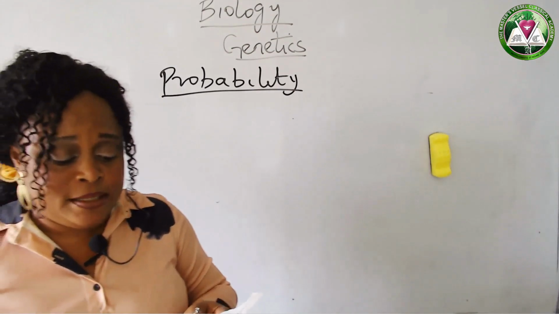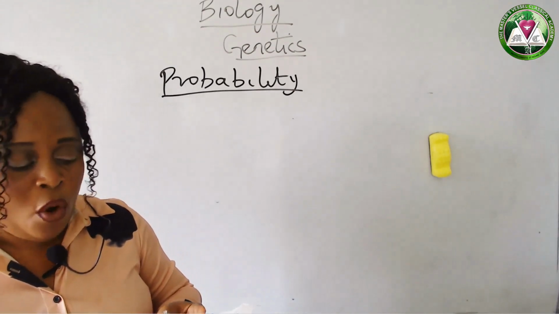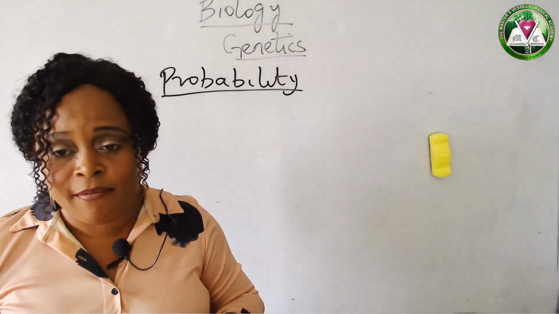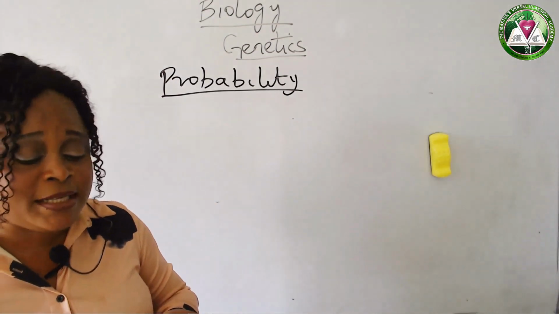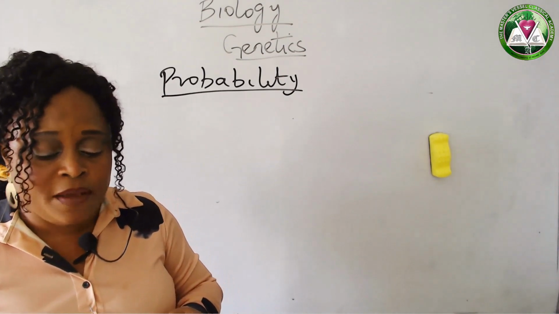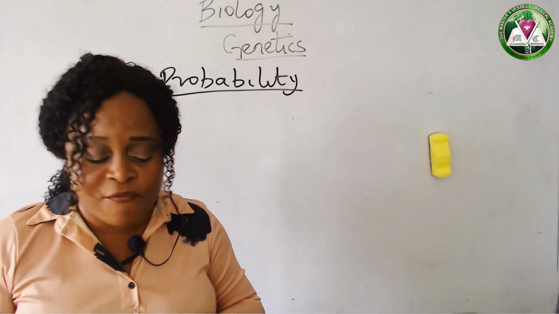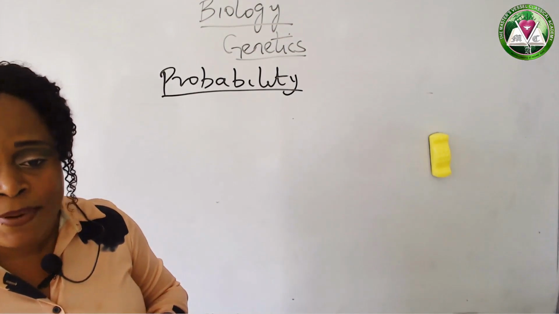Okay, so in genetics, probability can help us to predict the outcome or likelihood of producing a desired character in crops and livestock. Okay? The chance of a child inheriting a genetic disorder from parents can also be determined with probability.